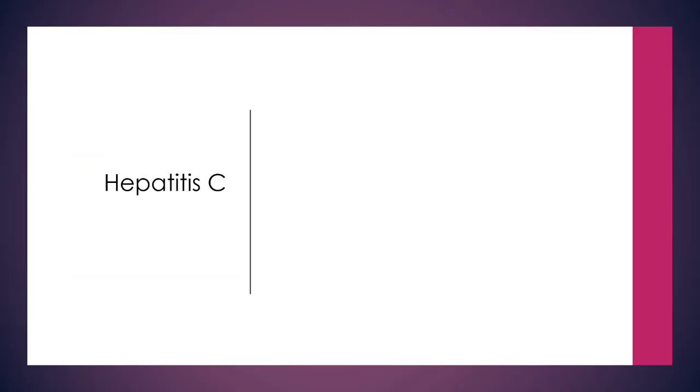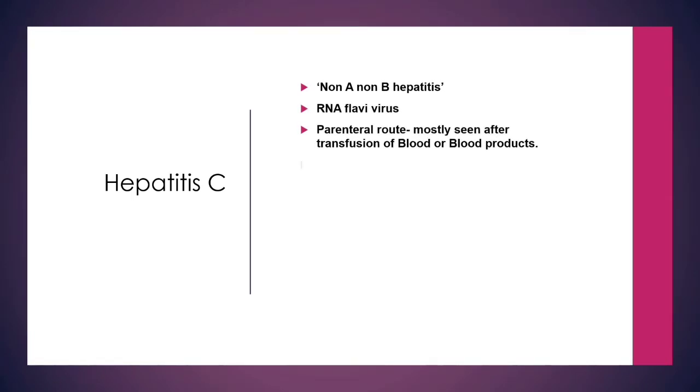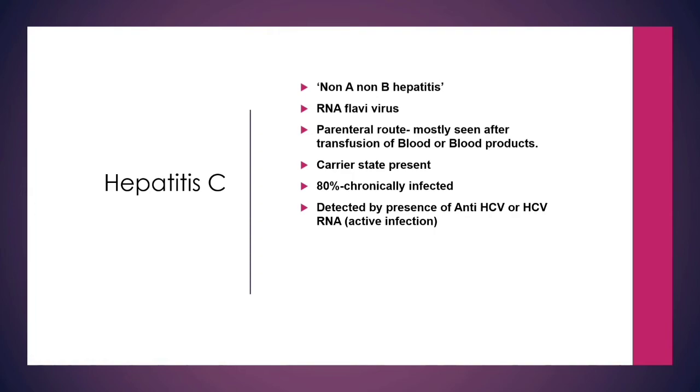Hepatitis C, also known as non-A, non-B hepatitis, is caused by an RNA flavivirus. Transmission is by the parenteral route, mostly seen after transfusion of blood or blood products. Carrier state is present, and 80% are chronically infected. Detected by presence of anti-HCV or HCV-RNA. HCV-RNA indicates active infection. 20% of infected persons can develop cirrhosis of the liver in 20 to 40 years.